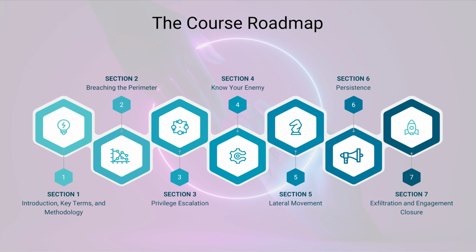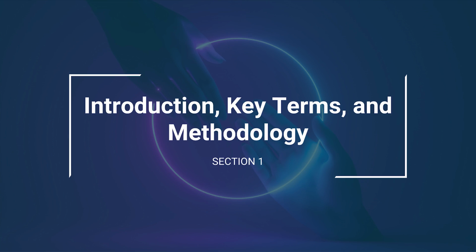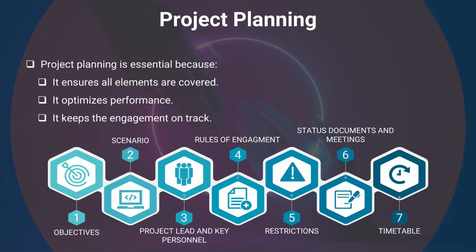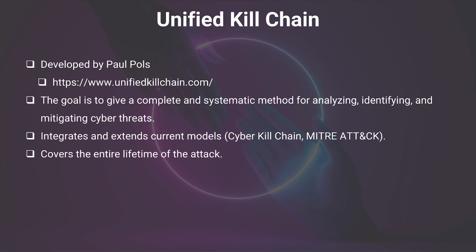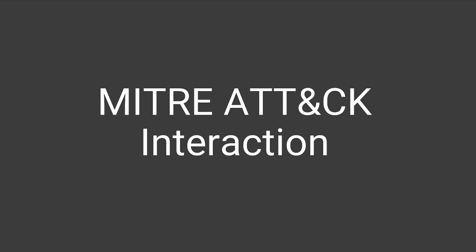How the course is structured. Essentially, there are 7 sections that are emulating our advanced persistent threat. The first one is theoretical. It will be used for introduction of key terms, for introduction of methodology, and for setting up a lab. The rest are emulating real attacks. So we will be learning how to perform attacks and how to look for indicators of compromise.